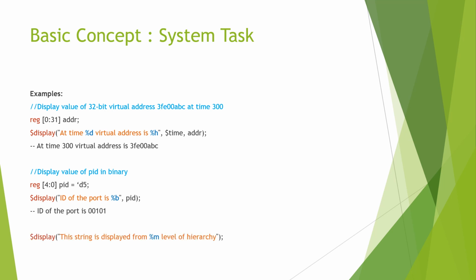$display in double quote, this string is displayed from %m level of hierarchy. Okay, now let's see the result. This string is displayed from tbtop.l1.l2 level of hierarchy. So this $display is written at the L2 hierarchy.